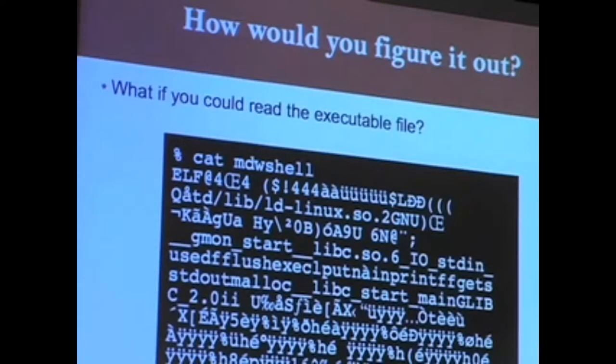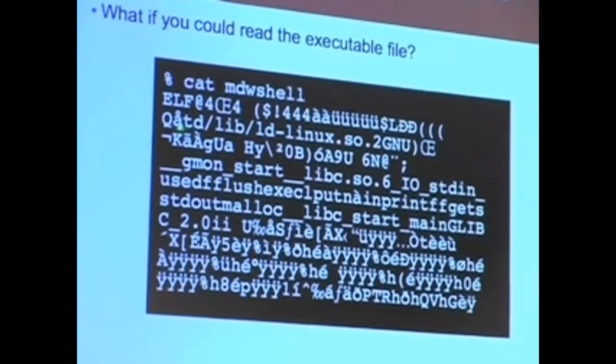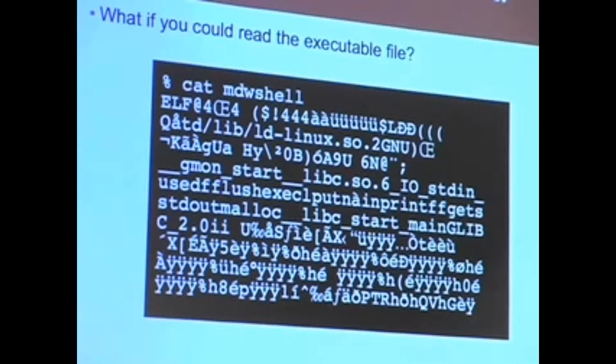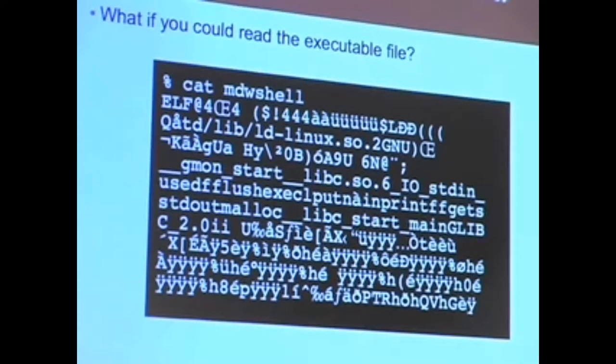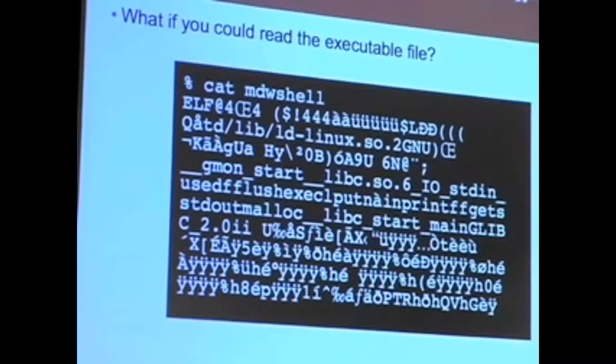So let's look at the binary. Cat MDW shell. Okay, no, it's this ugly thing. And actually, it looks like there's some English text here. But then it's this stuff with umlauts, and this is not heavy metal. This is machine instructions, but machine instructions don't map onto ASCII characters all the time, right? So it's printing them as Y's with dots over them. But just by looking at this, it doesn't make any sense. This is gobbledygook, right? So what if we looked at it in hex format instead?